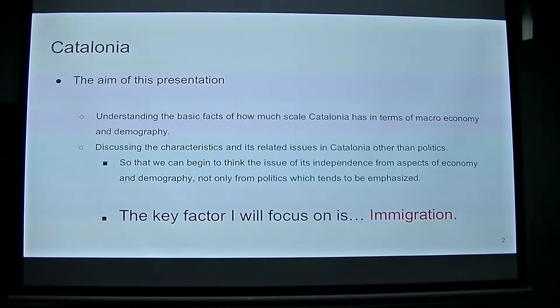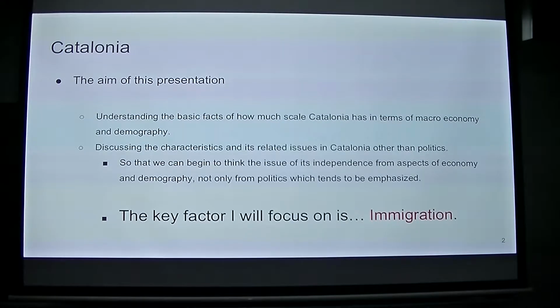Recently we watched TV and read news about the declaration of independence of Catalonia. Some people in the Catalonian government, the regional government, declared independence from Spain, but most of it is related to politics.